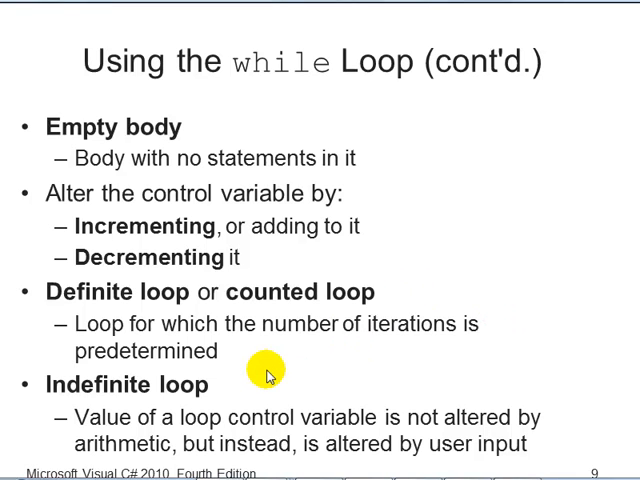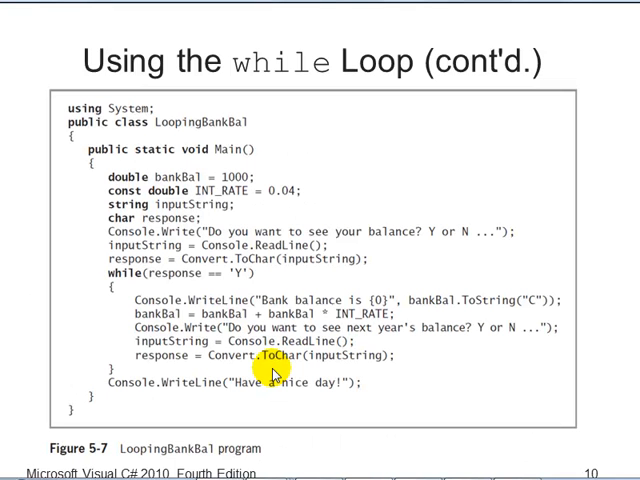Now, an indefinite loop is something where you don't know exactly how many times it's going to happen. And that's usually because the loop control variable is read as a user input, where the user might have the option of typing yes or no or continue or quit, and you don't know exactly when that user is going to choose to exit out of the loop. So that's an indefinite loop because it's dependent on user input. Here's an example of one with the user input that's modifying the loop control variable.